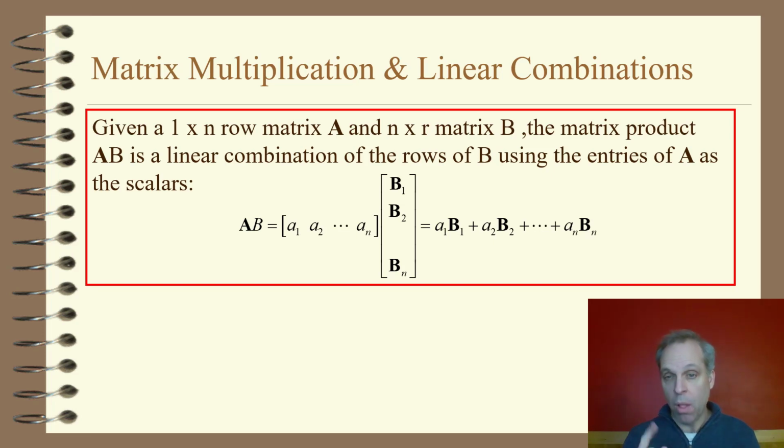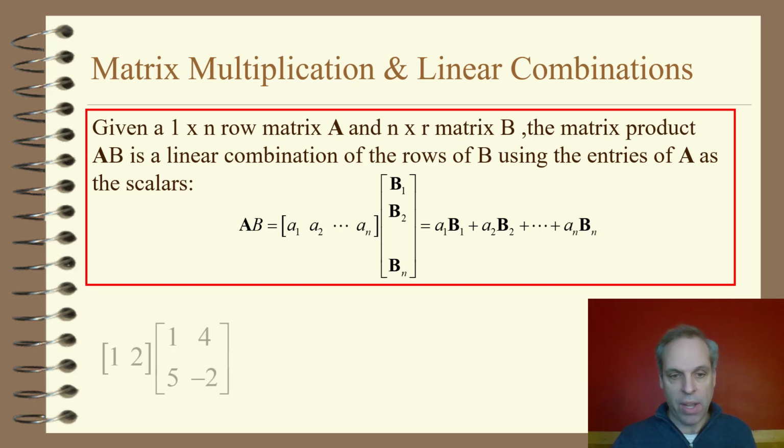Because if you remember, there are certain operations that we can do on matrices that form linear combinations of the rows. So, just to lead you into it, if you have a 1 by n row matrix A and an n by r matrix B, notice the number of columns of A equals the number of rows of B. The matrix product A times B is just a linear combination of the rows of B using these scalars, or entries of A, as the coefficients. And I just wrote down notation to show you what it means.